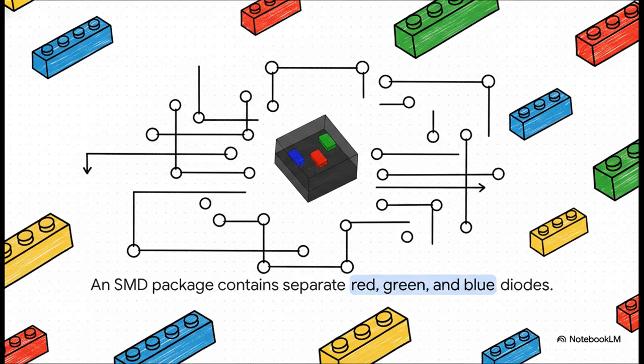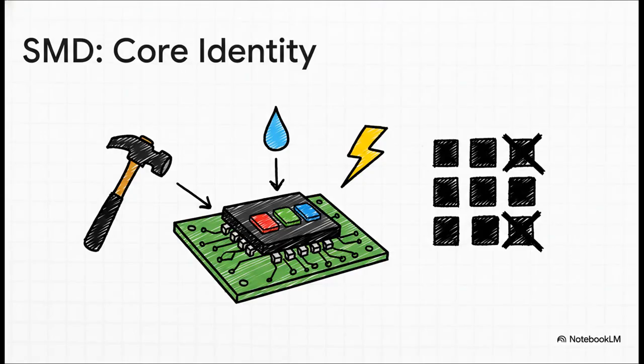So how's it work? Think about building with Legos. With SMD, each and every pixel is like its own little self-contained Lego brick. Inside this tiny black package, you've got three separate LEDs, one red, one green, and one blue. This whole little unit is then soldered right onto the surface of the circuit board. So, to wrap your head around SMD, it's the classic way of doing things. You take individual RGB LED packages and you stick them on a board.